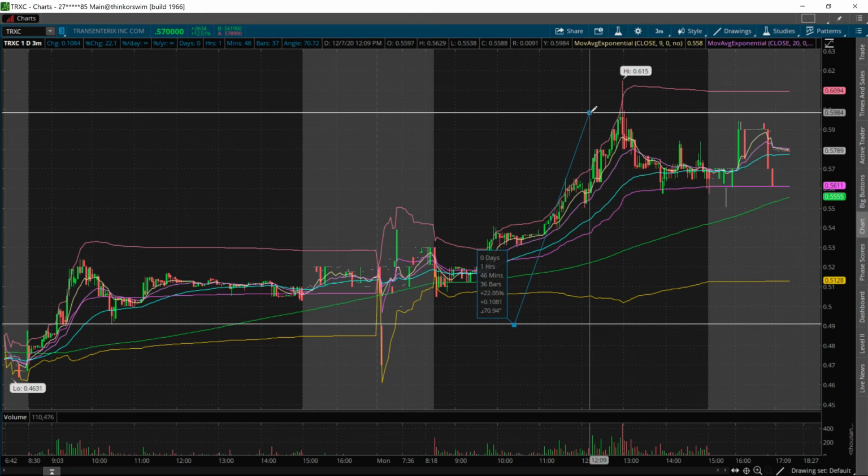Now, eventually, sometimes you're going to get lucky and get 40, 50%, 60%, 70%, and that's great. But you have to take into account that most of the higher percentage moves are anywhere between 5 to 15%.